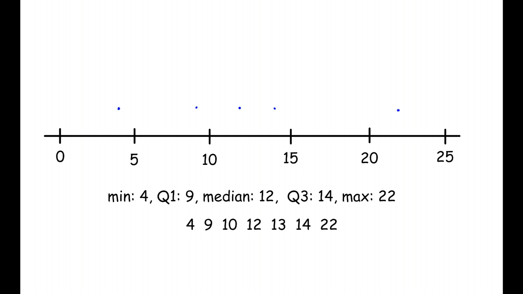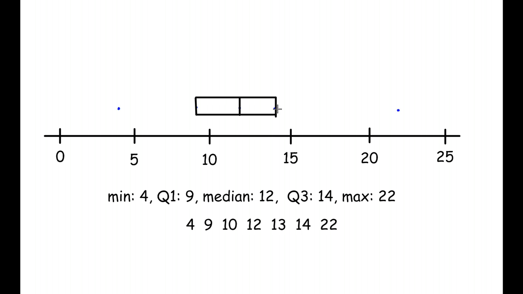Now all I'm going to do is draw a box around my first and third quarter numbers. So go ahead and do that. And where my median shows up, I'm going to draw a vertical line in the box. So that is the box of the box plot.